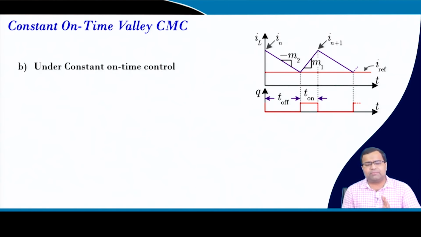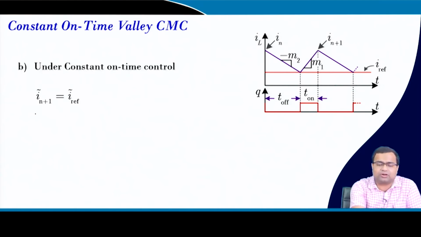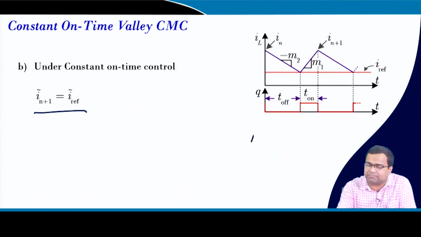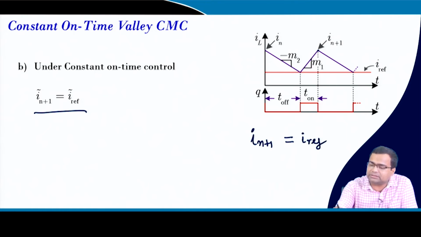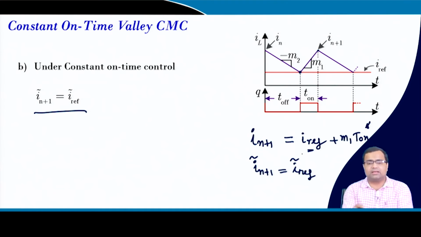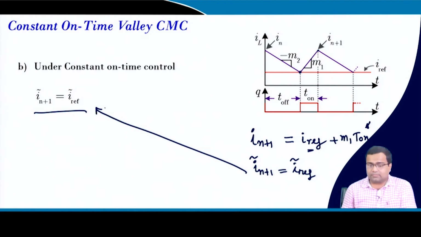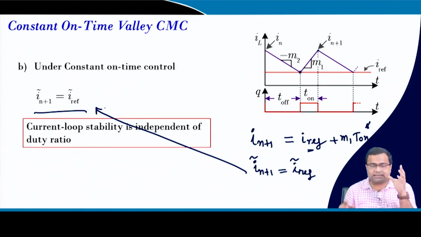So, constant on time, if you consider the constant on time control, it can be shown that what should I_{n+1} be equal to? This is I_{n+1}, it is nothing but I_ref plus M1 T1. Since T1 is constant and I_ref is the external source, if you take the I_{n+1} perturbation, it is simply a function of the reference current perturbation, okay, and this is written here. That means the current loop stability is independent of duty ratio.